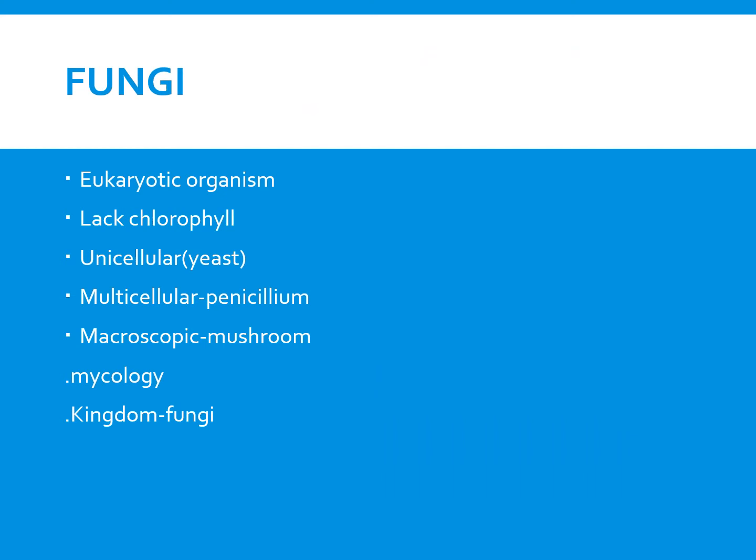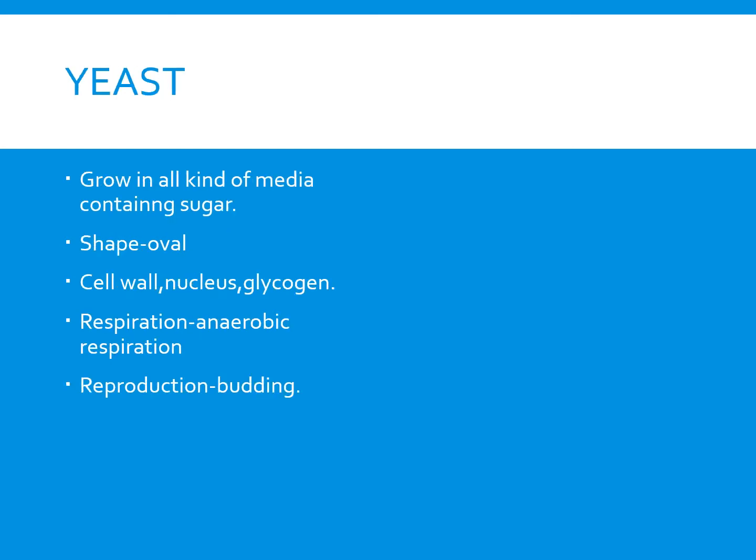Then fungus, fungi: it is a eukaryotic organism. It lacks chlorophyll, absence of chlorophyll. It may be unicellular, example yeast; multicellular, example penicillium; or macroscopic, mushroom. The study of fungus is called mycology. It comes under the five kingdom classification, kingdom fungi. I hope you understand.